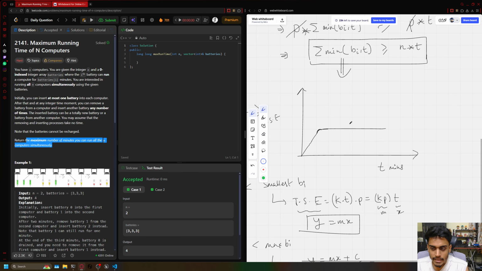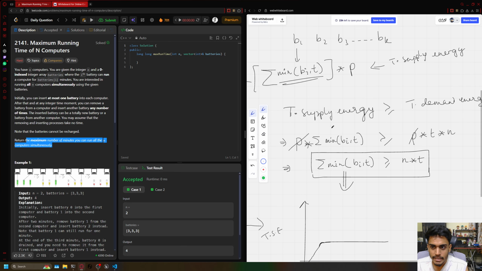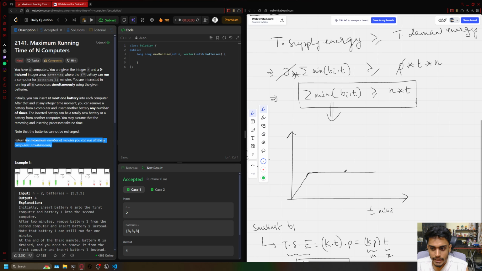Because at that time the total amount of energy I will be getting is P times the summation of B of I, when T goes above the max of Bi. So you can see my total energy supply is saturating, which means I have an upper limit on the amount of energy that I can generate from the batteries.